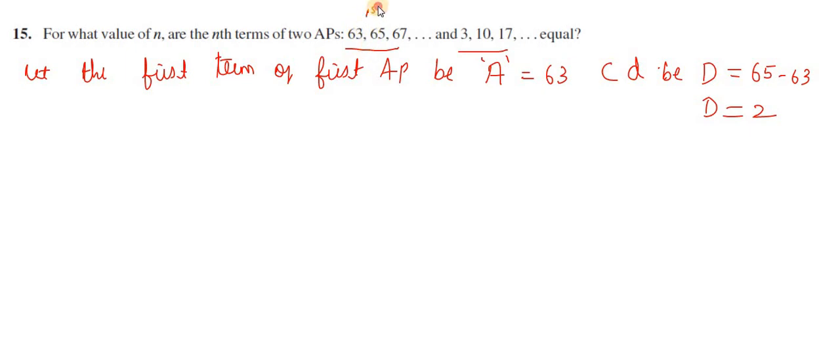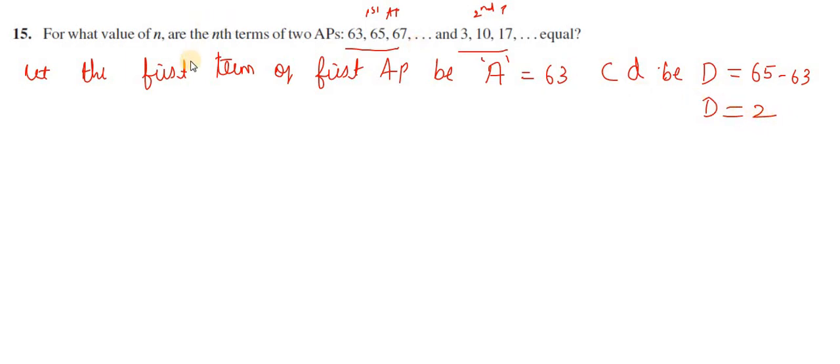This is the first AP and this is the second AP. I took this as the first AP. So let the first term of the first AP be capital A, which is equal to 63. Why? Because we know the first term is 63. And the common difference I took as capital D. So D is equal to 65 minus 63. If you subtract that, we will get 2.